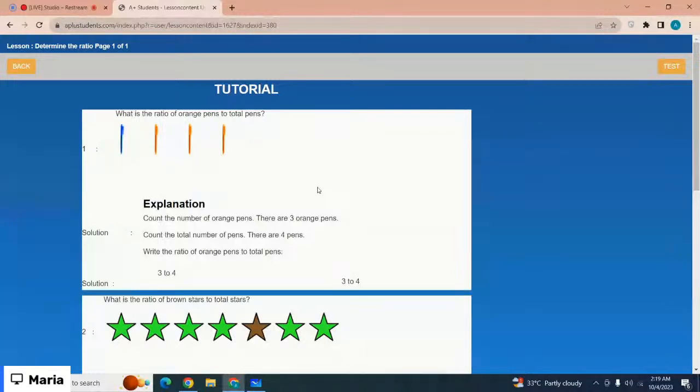So the total pens are 4, and 3 of them are orange. So that means the ratio is 3 to 4. That means you have a total of 4 pens and 3 of them are orange. So the ratio would be 3 to 4, right?